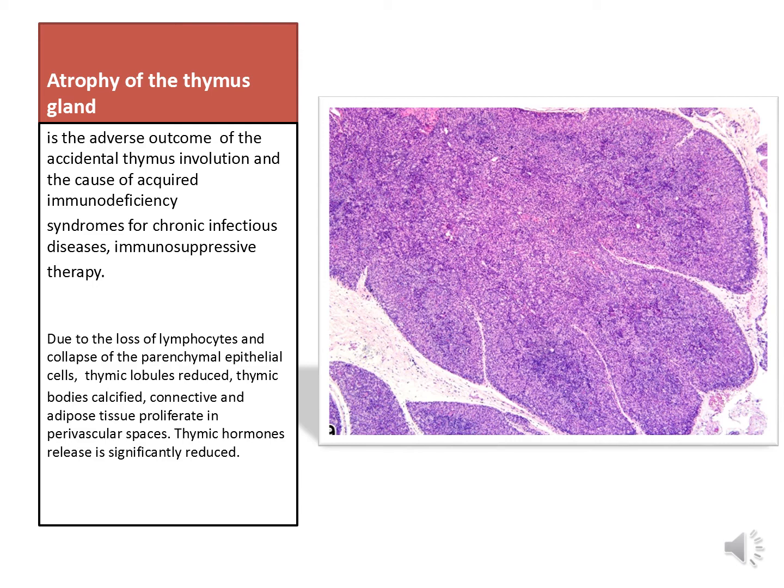It is the adverse outcome of the accidental thymus involution and the cause of acquired immunodeficiency syndrome for chronic infectious diseases and, for example, in case of immunosuppressive therapy. Due to the loss of lymphocytes and collapse of the parenchymal epithelial cells, thymus lobules reduce, thymic body calcified, connective and adipose tissue proliferate in perivascular spaces. Thymic hormones release is significantly reduced.